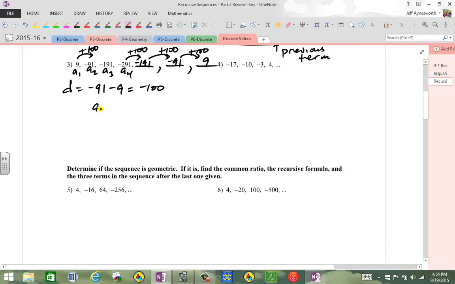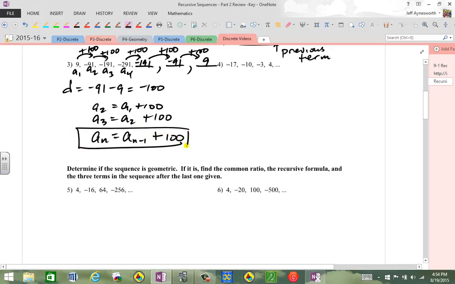Well, A2 was found by taking A1 and adding 100. A3 was found by taking A2 right here and adding 100. We kept on adding 100, right? In general, the nth term is equal to the one before it, which is a sub n minus 1 plus 100. All that a sub n minus 1 means, it means previous. Okay? The one before a sub n is the previous one, which is a sub n minus 1.